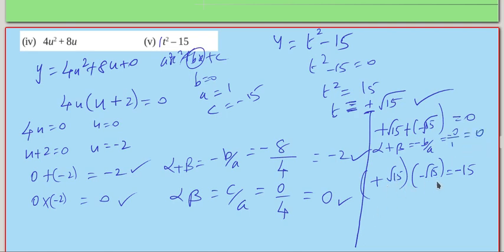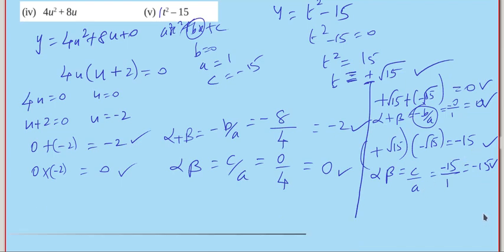Next, product of the zeros. Product of the zeros is alpha beta. Alpha beta is c by a. What is the value of c? C is minus 15. Minus 15 divided by a, which is 1, is nothing but minus 15 itself. See, both are equal. So the sum of the zeros and the product of the zeros from the zeros and from the coefficients are the same. So it has been verified.